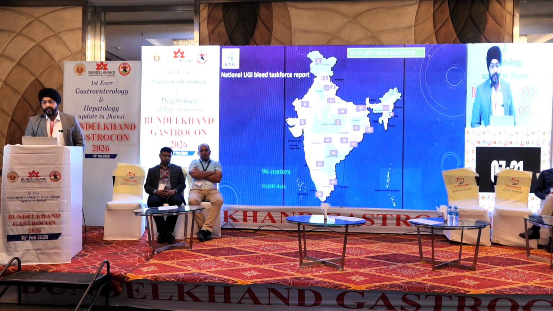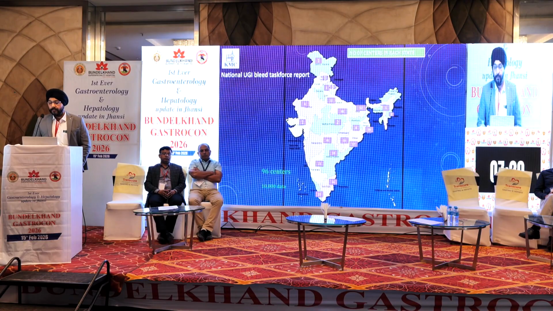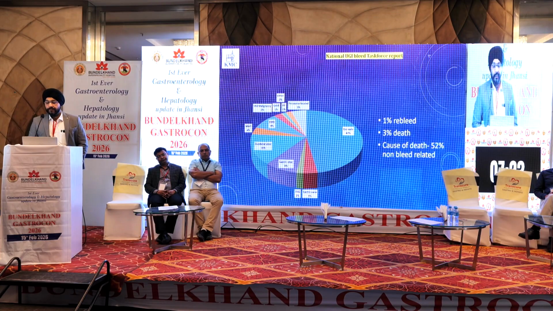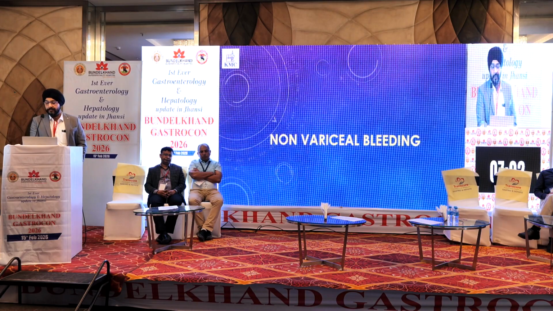There was a national upper GI bleed task force report, with around 96 centers and 10,000 patients' data. What they found was that variceal bleed was there in 47%, and the second most common were gastric ulcer and duodenal ulcer, to the tune of around 25%. 1% was rebleed, 3% was death, and the cause of death was 52% due to non-bleed related issues. So this was a national GI bleed task force.